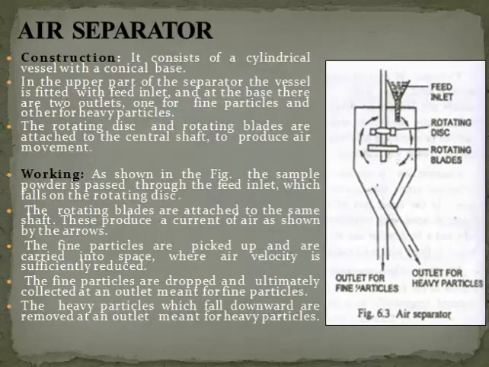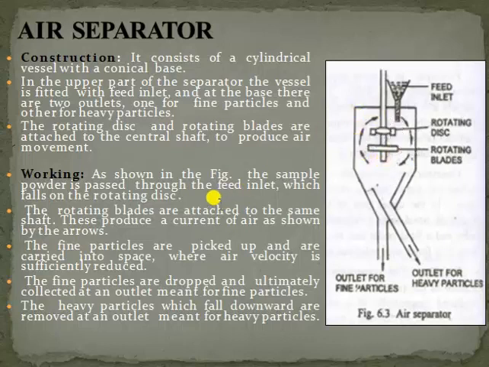Now we'll see the construction. It consists of a cylindrical vessel with a conical base, same as the cyclone separator. In the upper part of the separator, the vessel is fitted with a feed inlet, and at the base there are two outlets, one for fine particles and the other for heavy particles. The rotating disc and rotating blade are attached to the central shaft. This is the central shaft to produce air movement. By this arrow, you can say this circulatory air movement is produced.